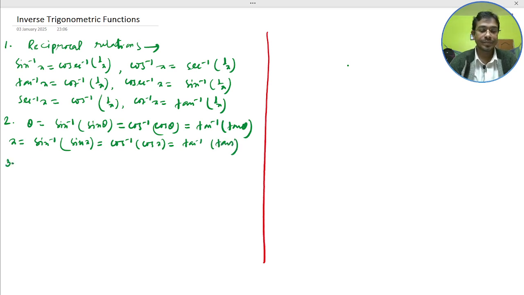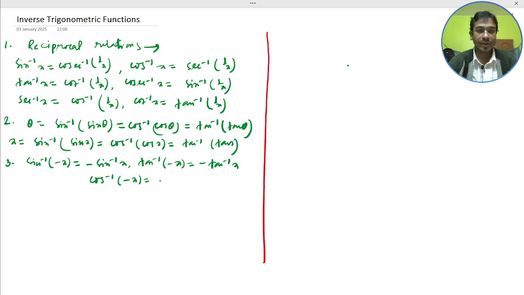Next, sin inverse of minus x is equal to minus sin inverse x. Tan inverse of minus x is equal to minus tan inverse x. And cos inverse of minus x is equal to pi minus cos inverse x.